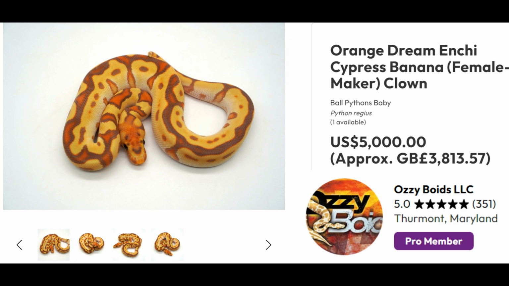And like I said, I think it was Aussie Boyd's who first produced Orange Dream. And this one is an Orange Dream Enchi Cypress Banana Female Maker Clown. You can see the price tag, it's pretty hefty, but this would obviously be worth it if you were breeding. I mean, that's an incredible looking snake, and it really doesn't get much better. It's just a really, really cool looking animal.